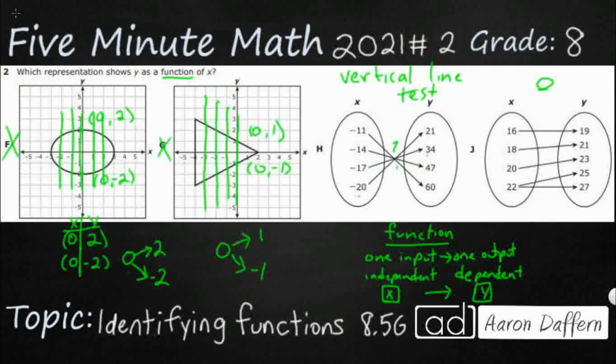Let's check out J. 16 to 19, 18 to 21, 20 to 23. Take a look. Here's your problem. 22 can land you at both 25 and 27. So 1 x does not lead to just one y. 1 x in that case leads to two different y's, just like we had over here that was so problematic. So if I were to draw this as a line or connect the dots, I would not pass the vertical line test here. So our answer is H.